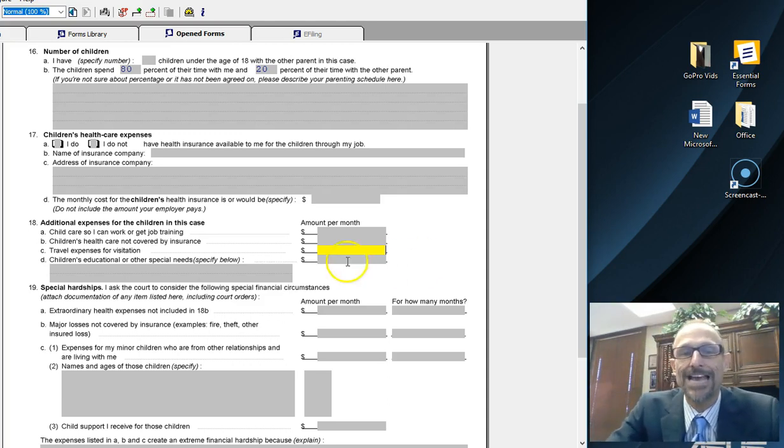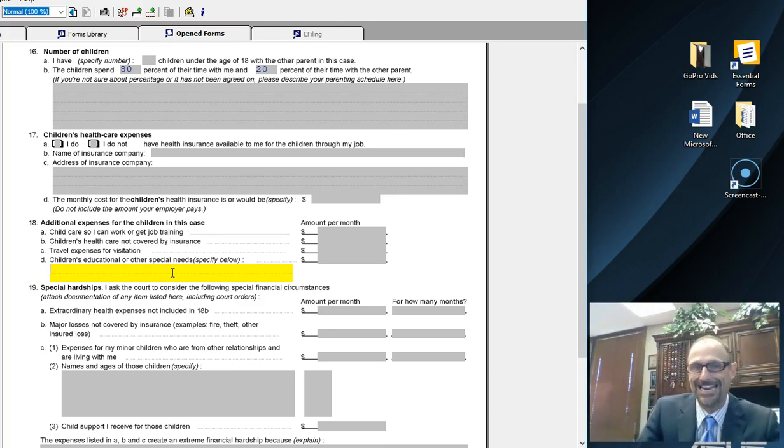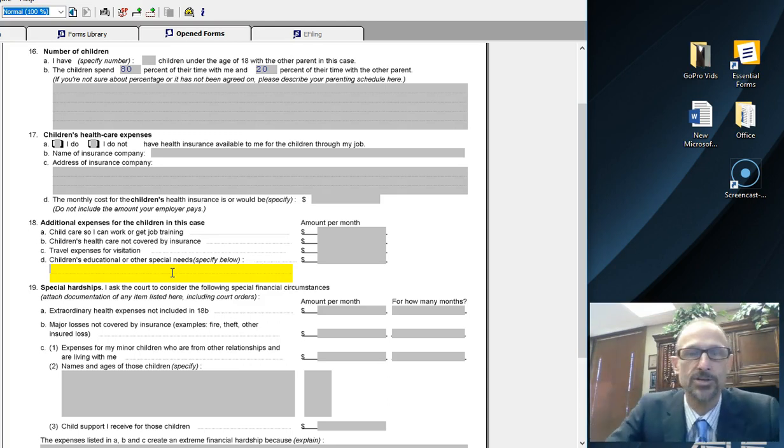18D, children's educational or other special needs expenses. You're going to want to put that number, the average monthly for that, to the right, and you're going to want to explain it a little bit under the larger box there. Again, if you need more room, go to that attachment page you have and put 18 continued, and then write your explanation there.